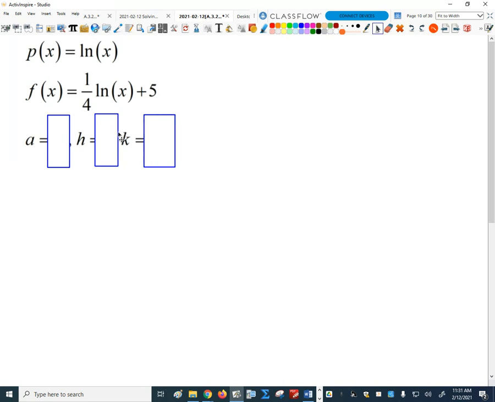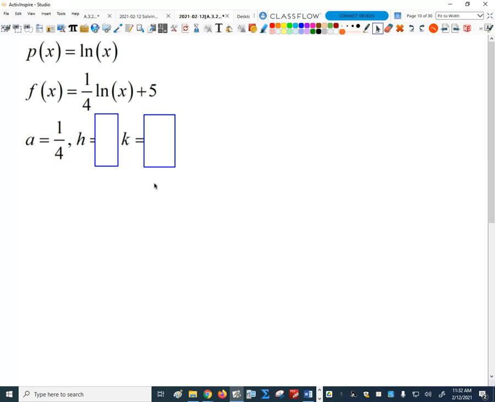So what's the value of a, everybody? Just type it in chat. What are we multiplying our function by? 1/4, right, good job, it's 1/4. So that means it's not reflected, but it's compressed. Everybody agree? The heights are being multiplied by 1/4.